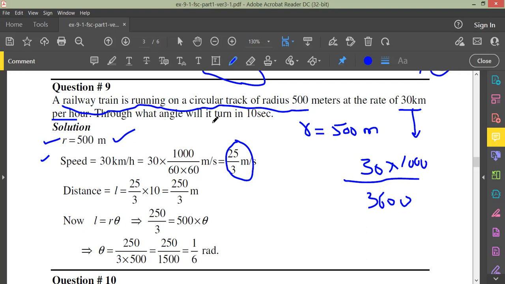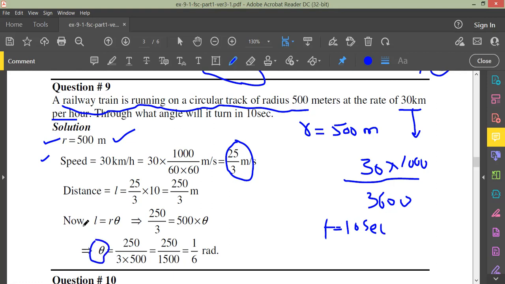Through what angle will it turn in 10 seconds? So this is our time. T is equal to 10 seconds. R is equal to 500, speed is equal to 25 over 3. The distance will be equal to the value of L. We have to find the angle theta.